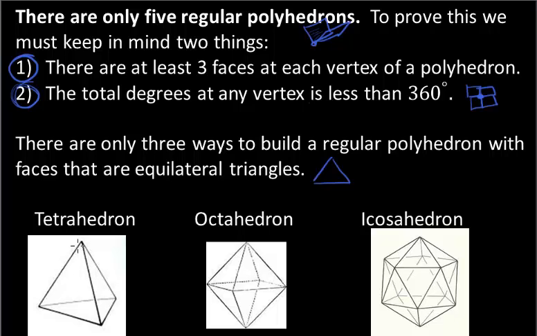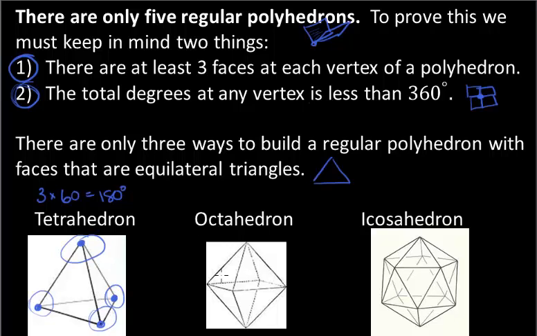If we join 3 of them at each vertex, we'll be able to do it, because each angle is 60 degrees, and the total number of degrees at each corner or each vertex would be 3 times 60, or 180 degrees. The total number of degrees at each vertex, adding up 60, 60, 60, we get 180.